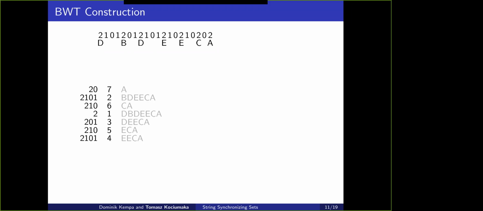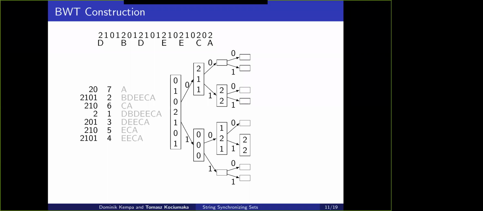and this gives us the block-level BWT for suffixes starting with a 2. Then we treat this sequence as an input to a wavelet tree construction algorithm, and we build the wavelet tree. And now, as we have observed, the BWT is just a concatenation of node labels from this wavelet tree. So how can we construct the wavelet tree exactly?